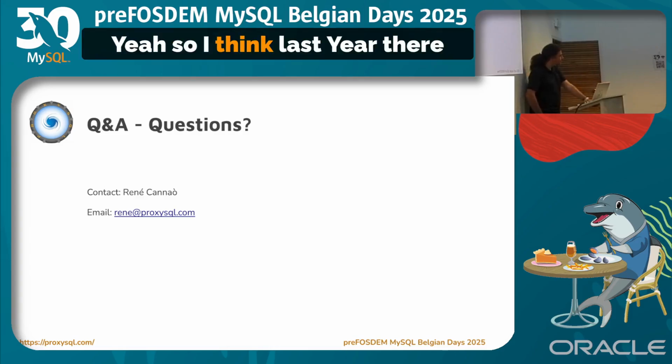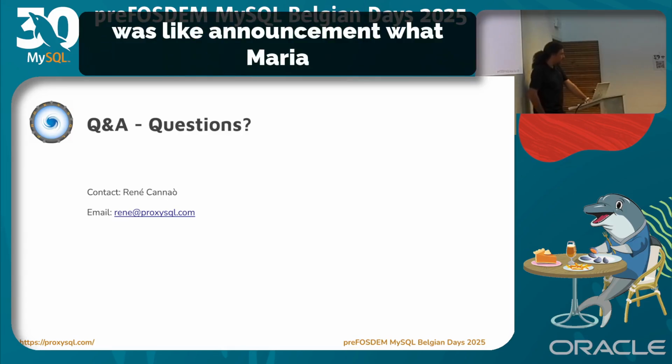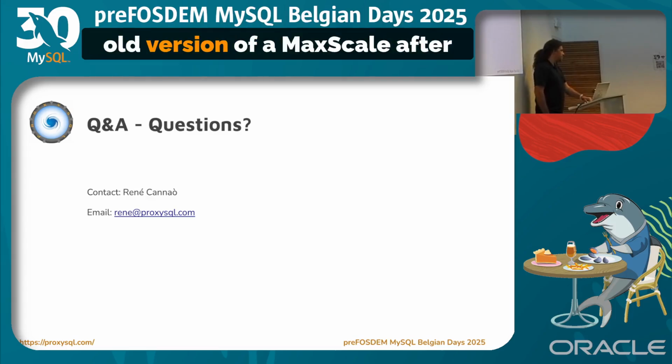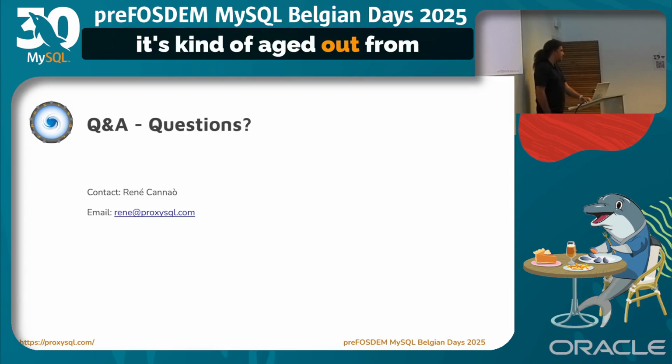Yeah, so I think last year there was an announcement that MariaDB will kind of support an old version of MaxScale after it's aged out from BSL and becomes GPL. Did you see any impact?